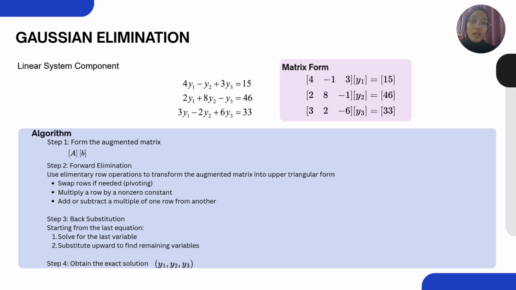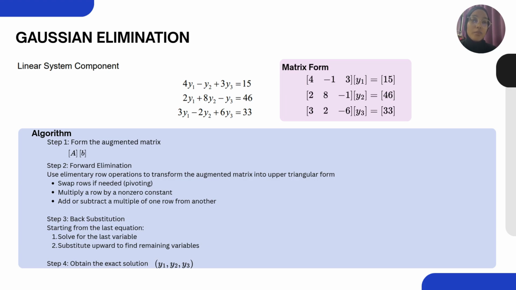On this slide, I will explain the Gaussian elimination method used to solve a system of linear equations. First, the system is rewritten into matrix form, where the coefficients form matrix A, the unknowns form vector Y, and the constants form vector B. Next, the augmented matrix is formed and written as AB, which combines the coefficient matrix and the constant vector into a single matrix. The Gaussian elimination algorithm consists of four main steps.